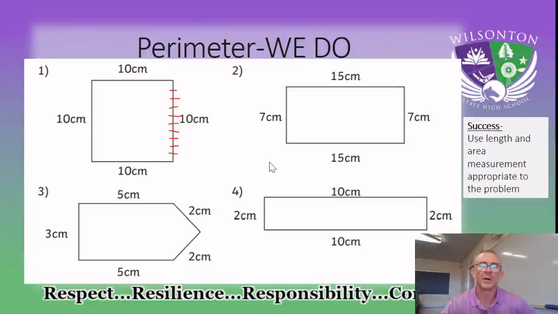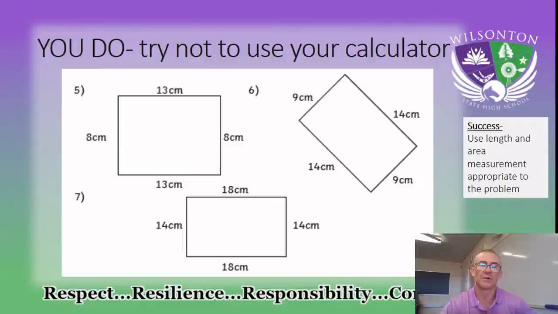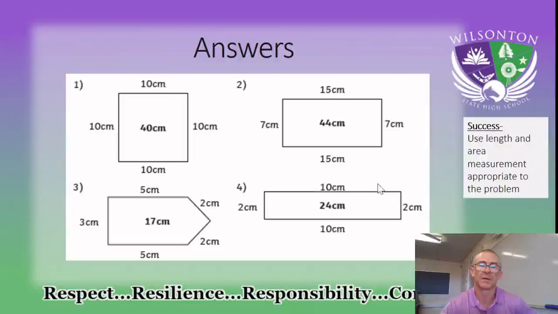Rightio, how did we go with those 3? I'm going to bring up the answers now. So there you go, they're the answers. So for each one of those other shapes, you're just adding up the sides. So we've got 15 centimetres, 7, 15 and 7. Adding all them up. On this shape here, we've got 3 plus 5 plus 2 plus 2 plus 5. And on this final shape, we've got 2 centimetres plus 10 plus 2 plus 10. That's giving you the perimeter, the distance around the outside of each of those shapes.